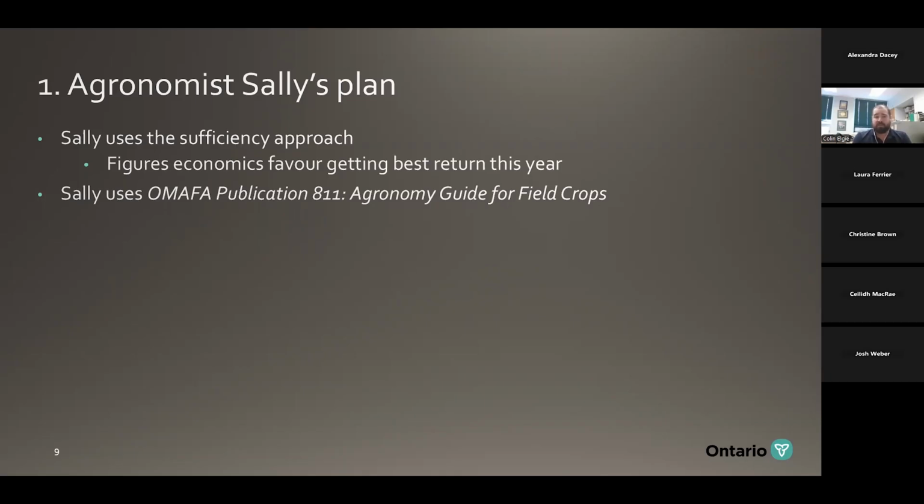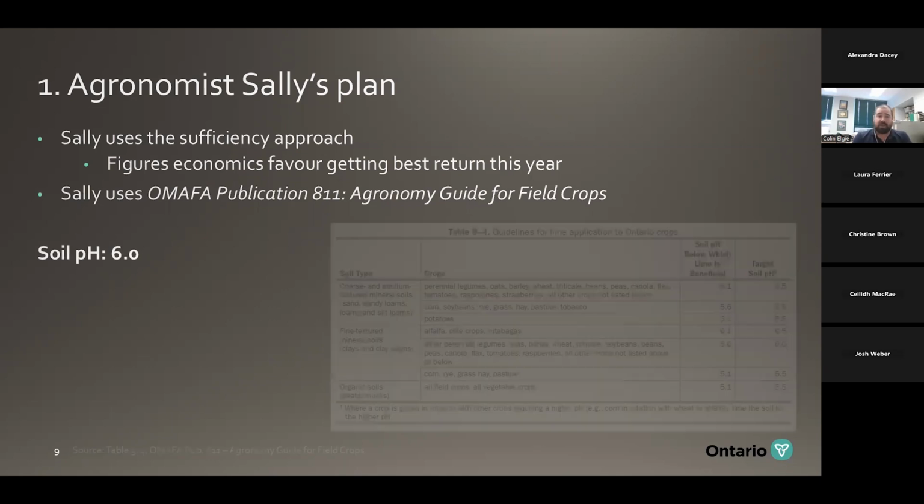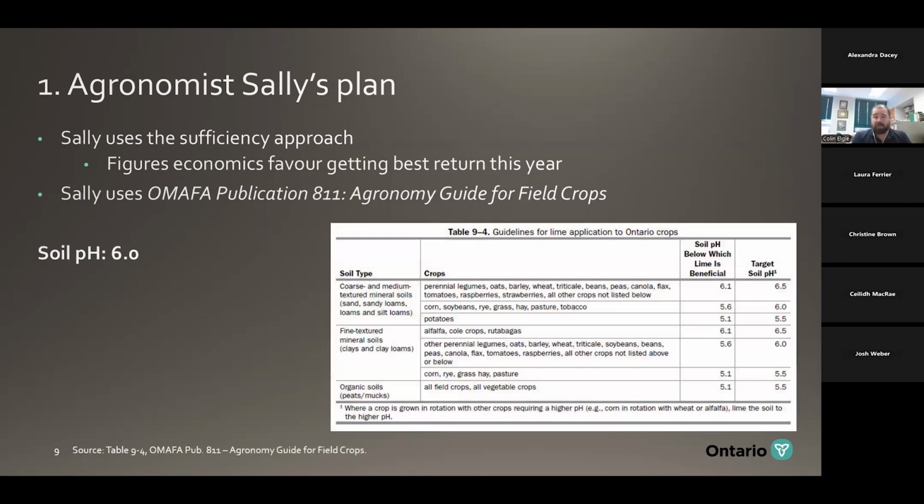And so Sally uses the Agronomy Guide for Field Crops, OMAFA Publication 811, for that. And as we'll get into here, there's a lot of different resources within that guide to help guide where she wants to take that fertilization plan. So starting with our soil pH of 6.0, we can look at the chart here, and these are the guidelines for lime application to Ontario crops.